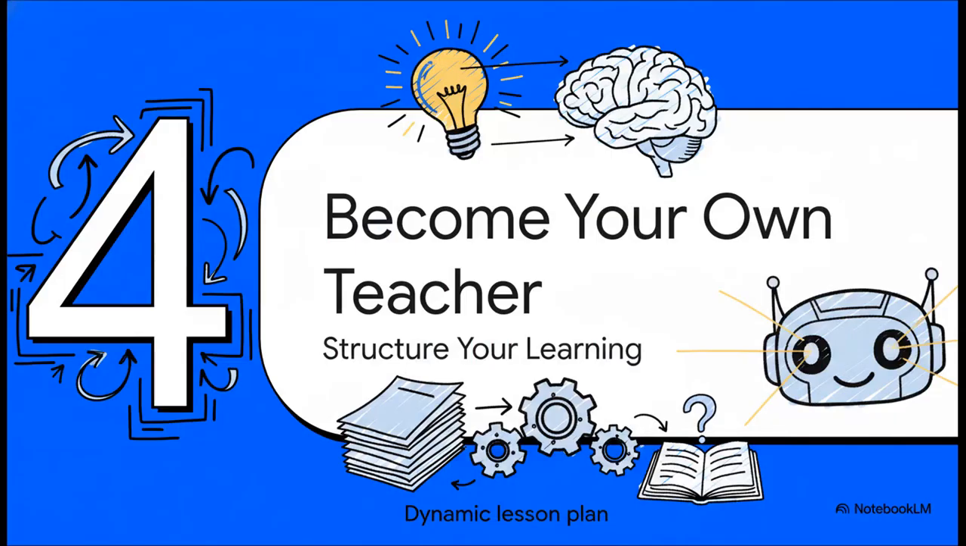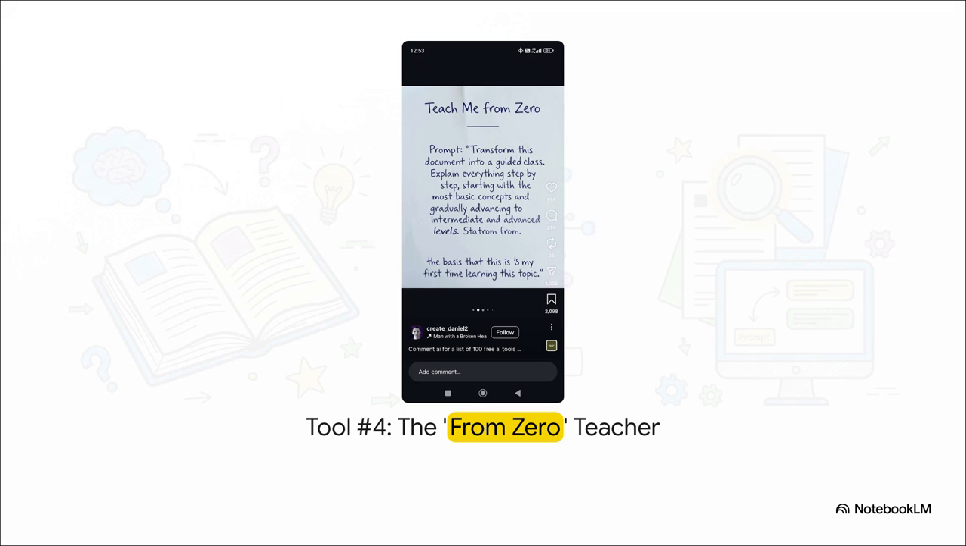All right, so now you can see the big picture and you can clarify all the confusing details. Let's take this a step further. The next 2 tools are all about turning a flat, static document into a living, breathing lesson plan. We're basically about to turn the AI into your own personal teacher. So say hello to tool number 4, the From Zero Teacher. And this one is so powerful. It's for when you're tackling a brand new subject, something where you have absolutely zero background knowledge.